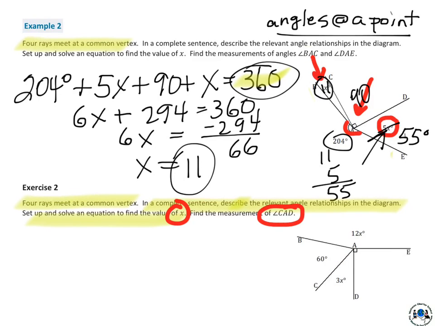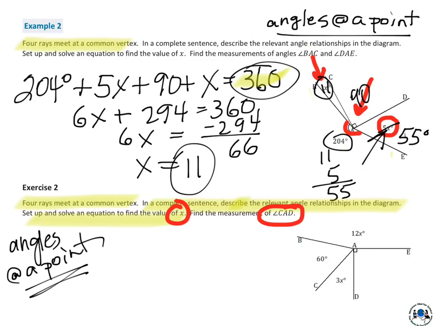Okay, we're back, and let's see how you did. First, let's just deal with this relevant angle relationship. We know these are angles at a point that equal 360. We know that is 90 right there because of our box, right in the corner.